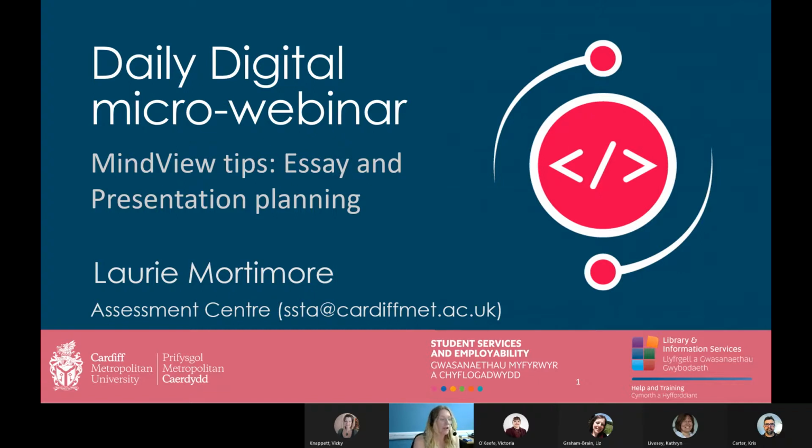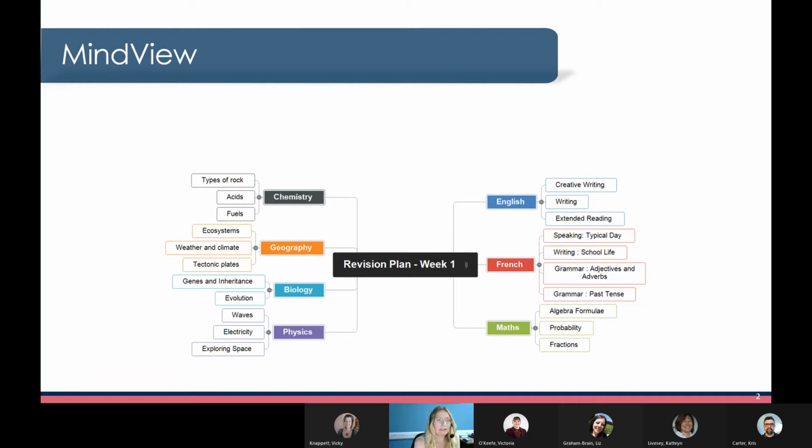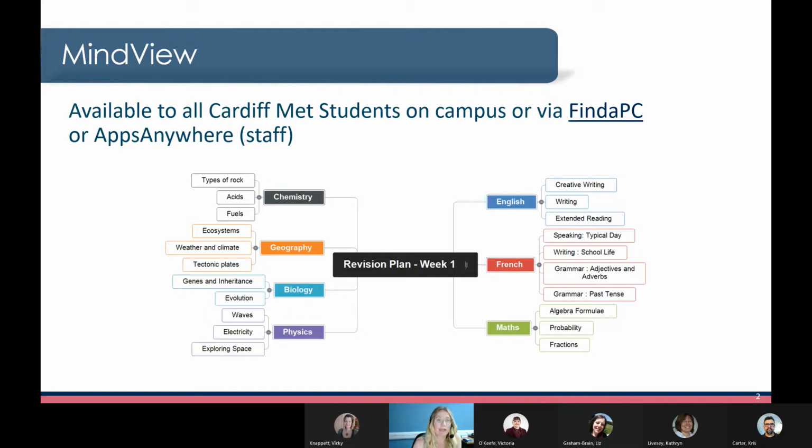For those of you who don't know, MindView is a mind mapping software that's available to all CardiffMet students and staff. If you're a CardiffMet student, it's available on all campus computers, or you can access it remotely by going to find a PC at CardiffMet. There is a little link to that here. For staff members, it's available via remote desktop and using Apps Anywhere or cloud paging. So yes, it is available to everyone. We have site licenses for it.